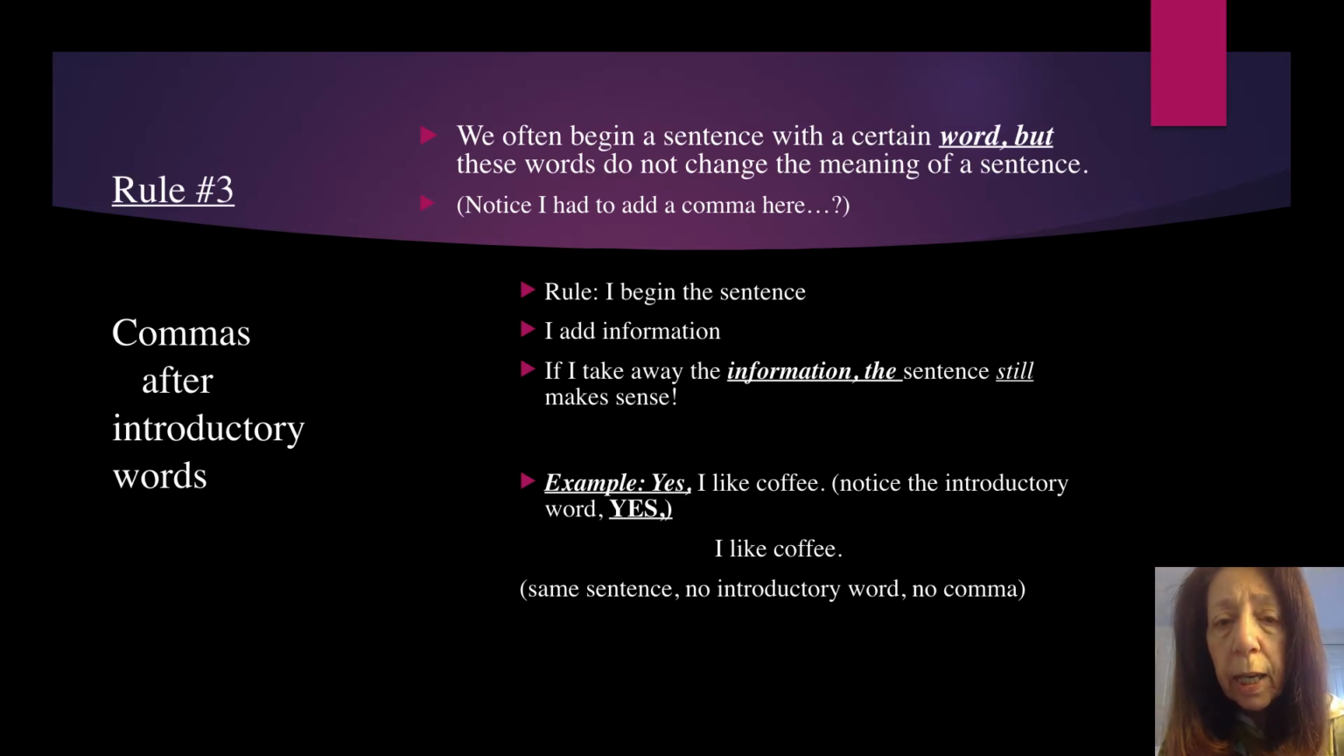The next rule is about introductory words. These start off a sentence, comma, just like I said, and then we add information, but they really don't change the meaning of the sentence. For example, yes, comma, I like coffee. The fact is, we know I don't need to have the word yes. I like coffee. Same meaning. So when you add these words, comma, then you go on with the rest of the sentence. Make sense?